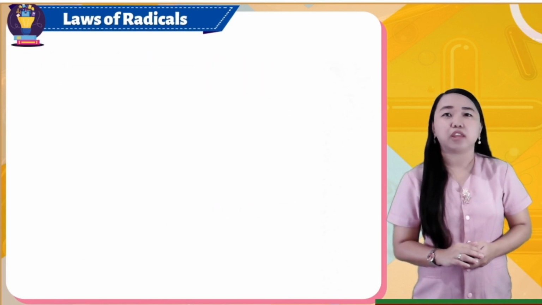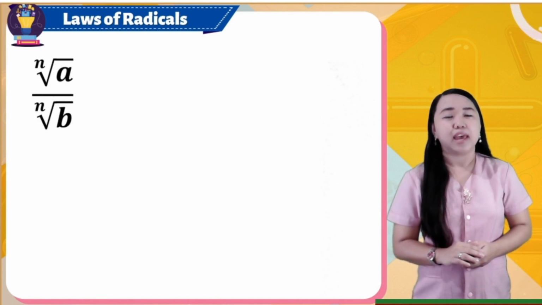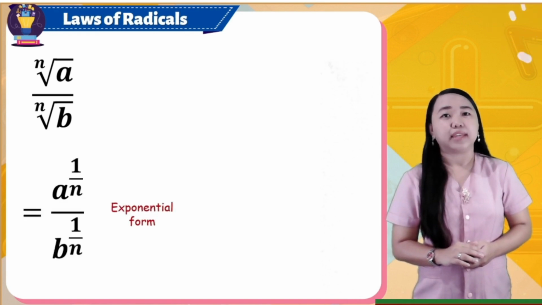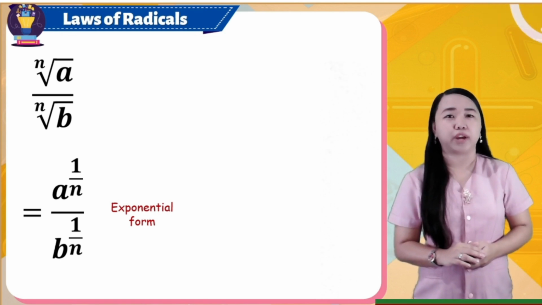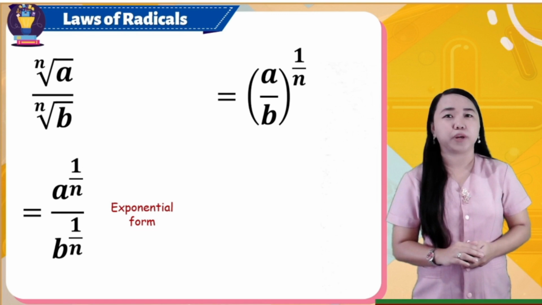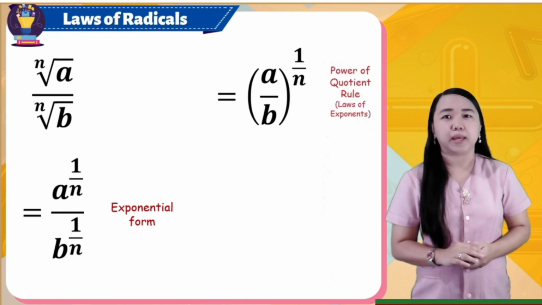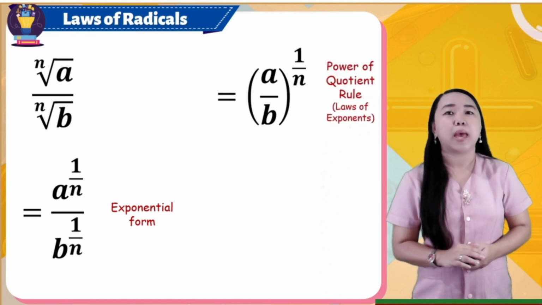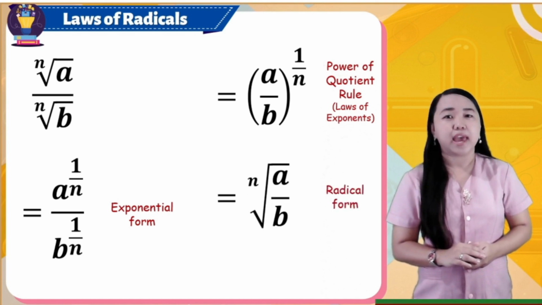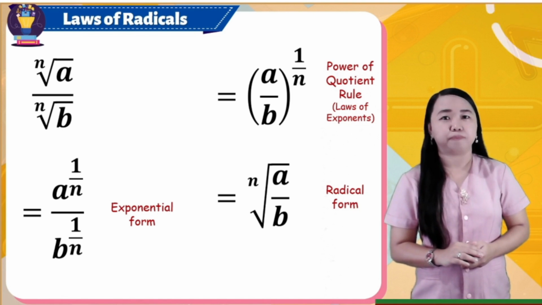Let us derive another law of radicals. The nth root of a over the nth root of b can be written in exponential form as a raised to 1 over n over b raised to 1 over n. And since the powers are equal, it can be written as the quantity a over b raised to 1 over n by applying the laws of exponents, power of quotient rule. And its equivalent radical form is the nth root of a over b.